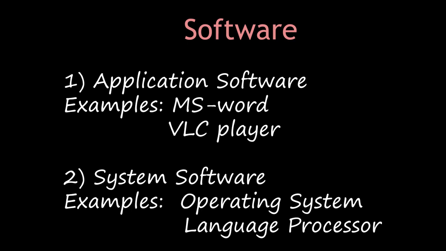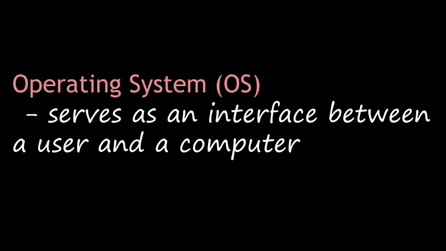System software means that is a type of computer program. This is used to run a computer's hardware. That's operating system, language processor. These are all system softwares. So now we are going to see about the system software only. Which system software? Operating system. Operating system, we'll say it as OS. OS is the operating system.